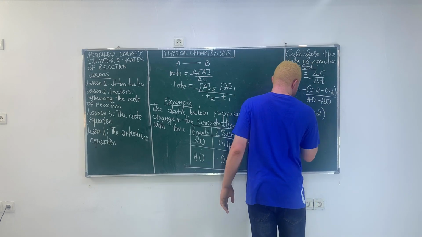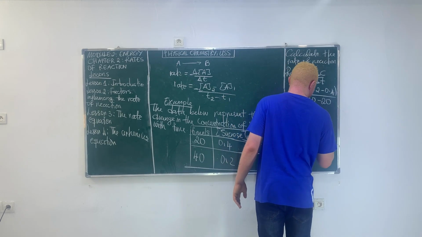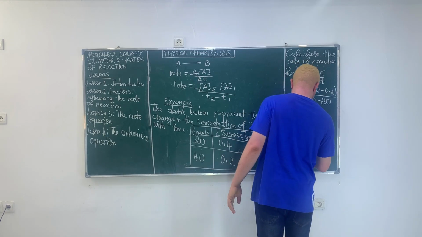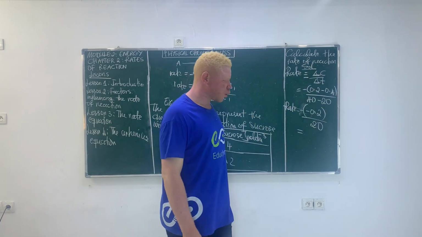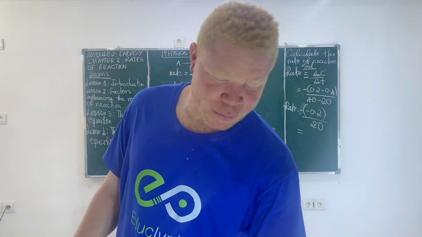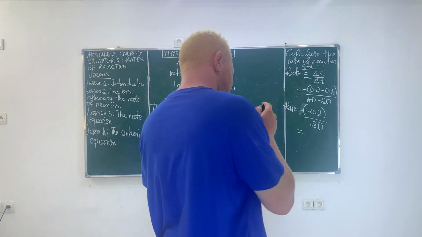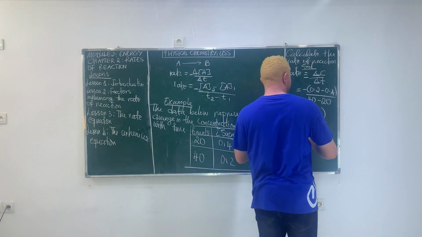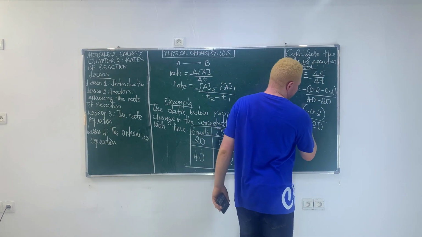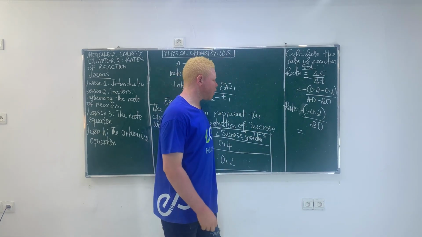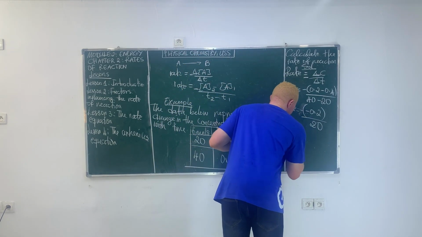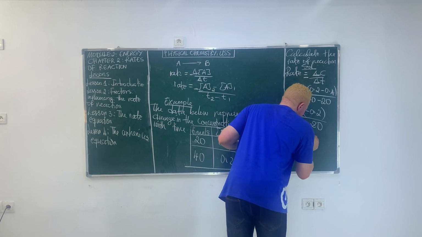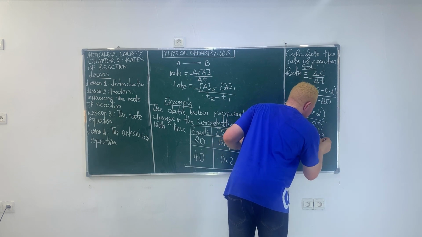So you have the negative into the negative. The rate of reaction will be 0.2 divided by 20, and the answer is 0.01. Negative times negative is positive. So the rate equals 0.01 mole per dm cubed per second.